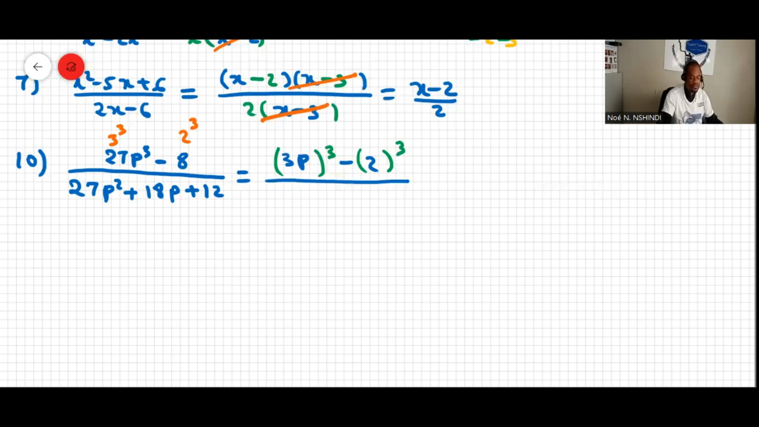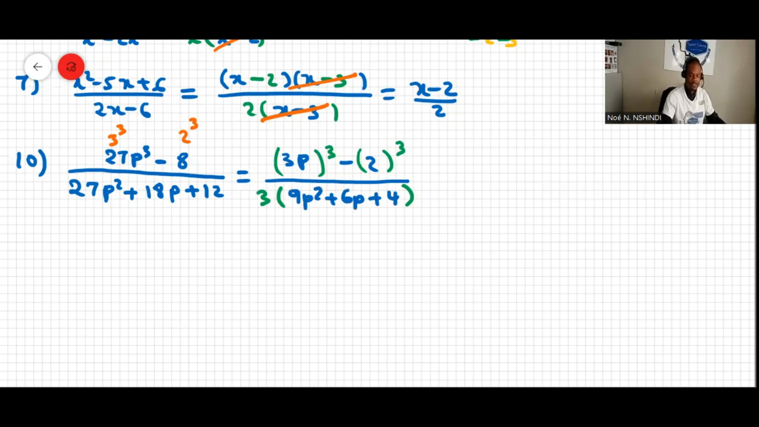Now, at the denominator, maybe we can factorize because it's a trinomial? Let's see. Yes, we can, because each term at the denominator is a multiple of 3, so we can take 3 out as a common factor. It's going to be 3 times 9p squared plus 6p plus 4.